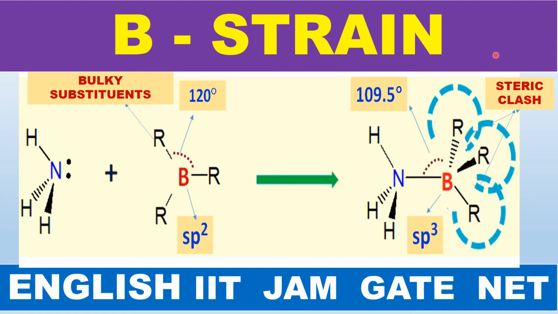In the previous class, we have studied F strain. What is called F strain? Today, we will study about B strain. It is one of the effects of bulky substituents on the Lewis acid base strength.